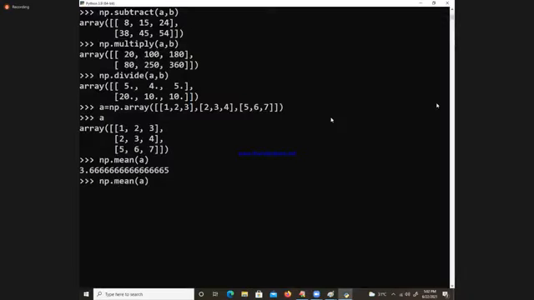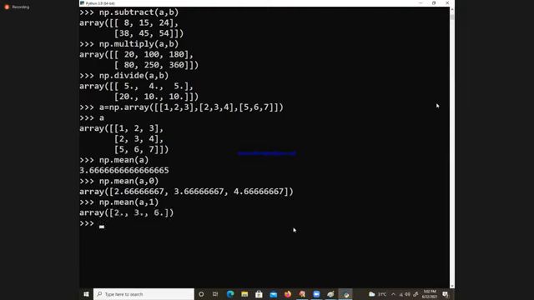Mean of A, comma, axis equal to 0 - you can specify it happily. What is the result we got? 2.66, 3.66, 4.66. Only 0 is written. Now I will write 1. 1 means what? 2, 3, 6. You can write it happily like this also.